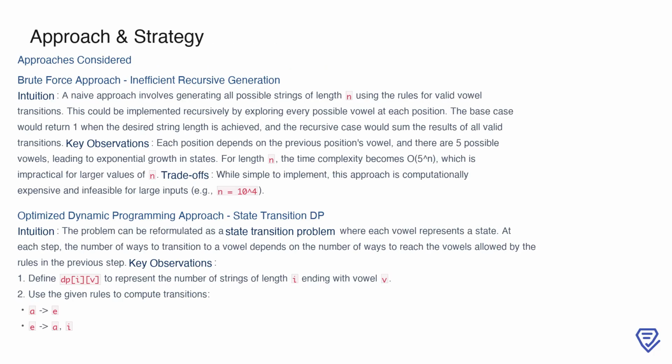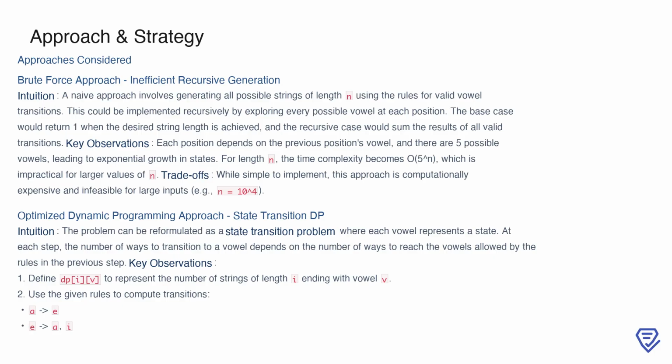To solve the problem, one approach we could consider is a brute force method, where we recursively generate all possible strings of length n that adhere to the given vowel transition rules. The idea is straightforward. At each position in the string, we explore every valid vowel transition recursively. The base case would simply return 1 when the desired string length is reached, and the recursive case would sum up the results of all valid transitions.